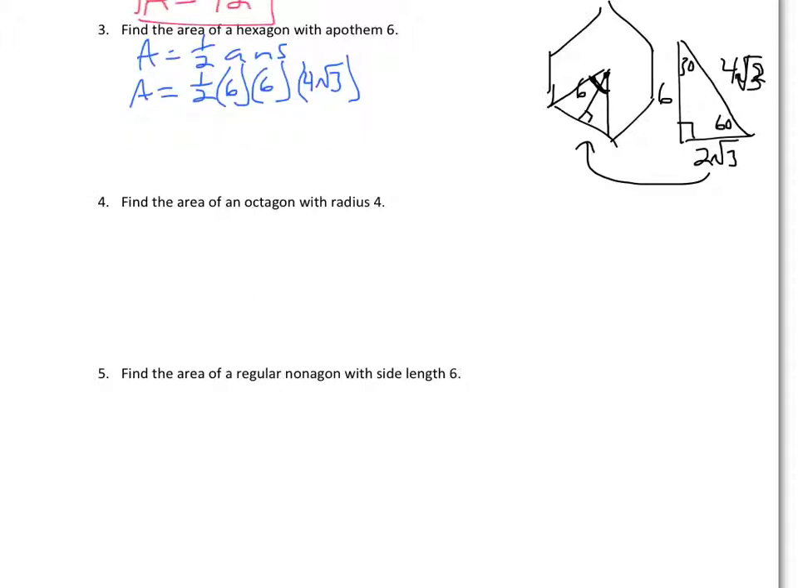What I usually do, so as to not use my calculator, is to just cancel out the 1/2 with an even number, so take half of it. So I'm going to take half of this 6 and make it 3. That way I can just multiply straight across. 3 times 6 is 18. 18 times 4 is 72. So A equals 72 root 3. That's the final answer.